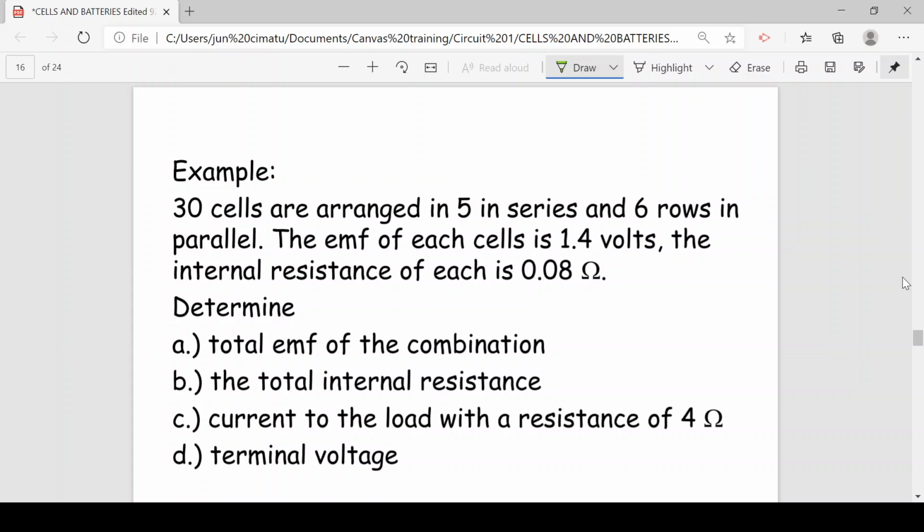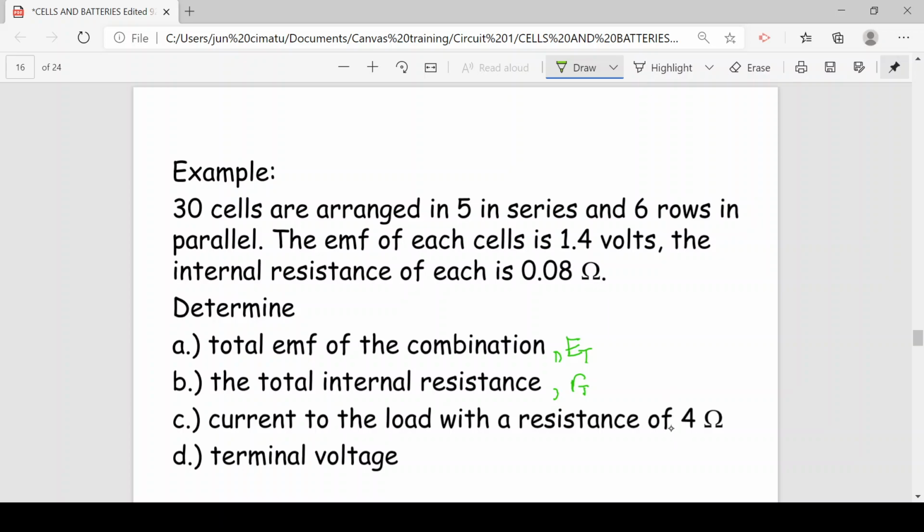The internal EMF of the cells is 1.4 volts each, and the internal resistance of each cell is 0.08 ohm. Required here is the total EMF of the combination, the total internal resistance, which is the R total, and the current to the load with resistance of 4 ohm.